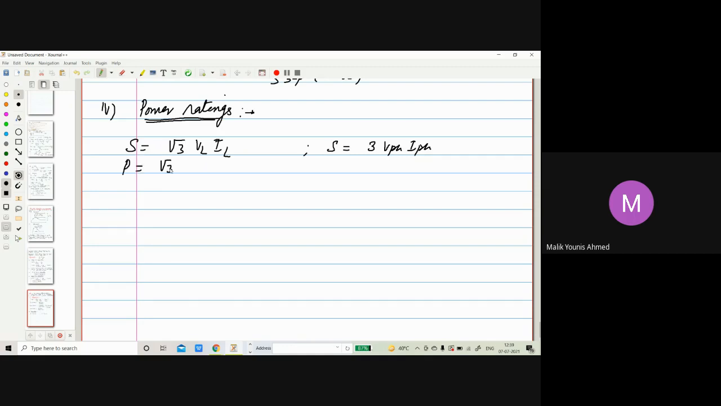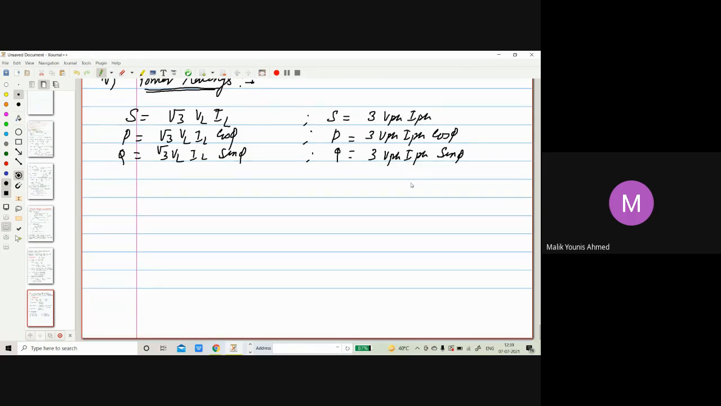Real power in terms of line is √3 VL, IL, and cos phi. In terms of the phase value, P is 3 V phase, I phase, cos of phi. Then reactive power in terms of line is √3 VL, IL, sine of phi. Then reactive power in terms of phase is 3 V phase, I phase, sine of phi. This much of engineering everybody knows. This is the first basic electrical concept.